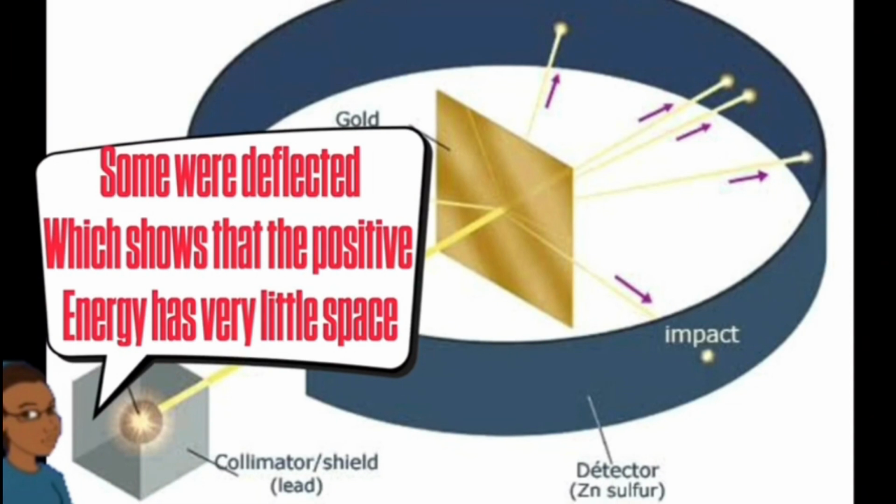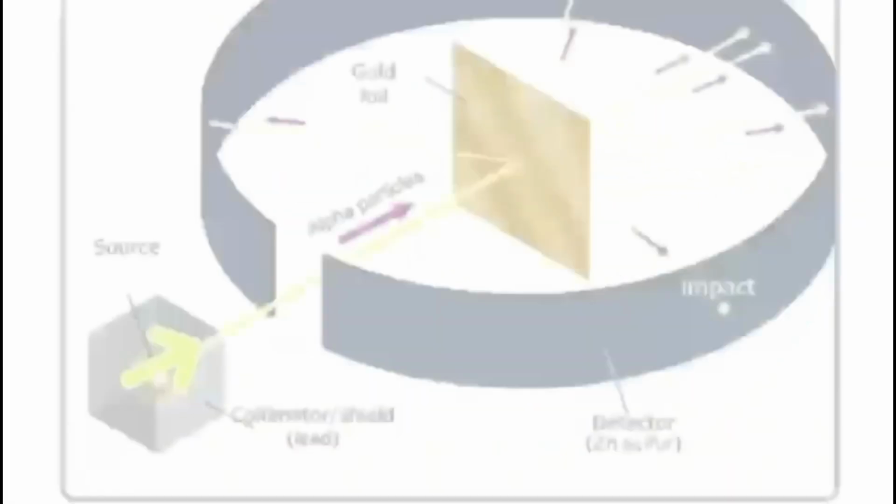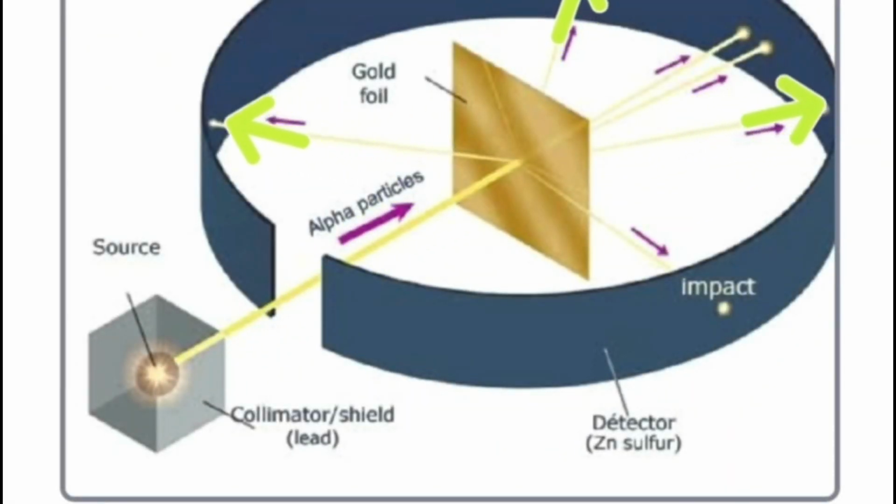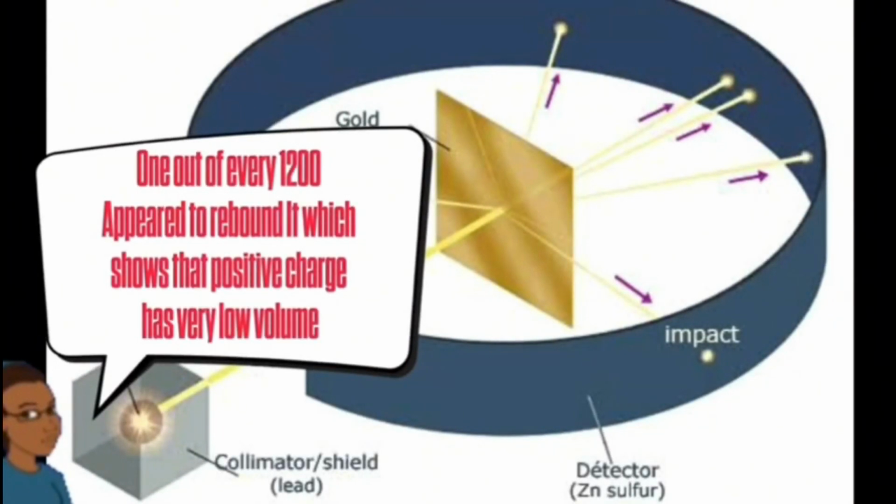mostly empty space. Some were deflected, which shows that the positive charge has very little particles. One out of 200 was deflected back, which shows the positive charge is very dense.